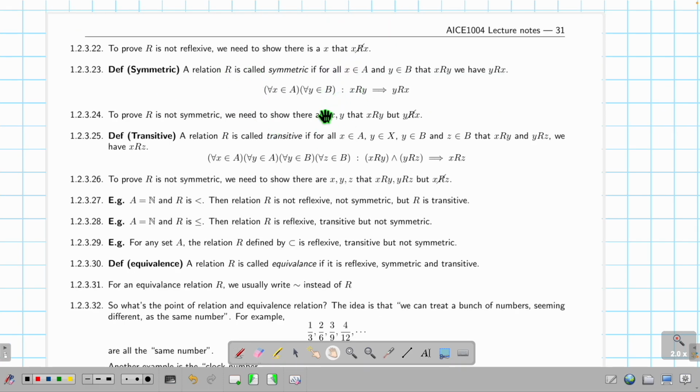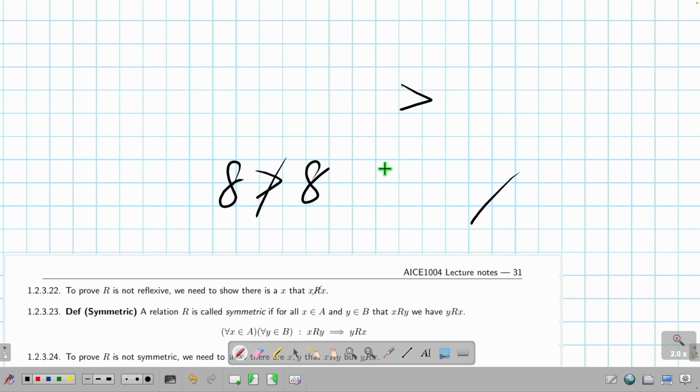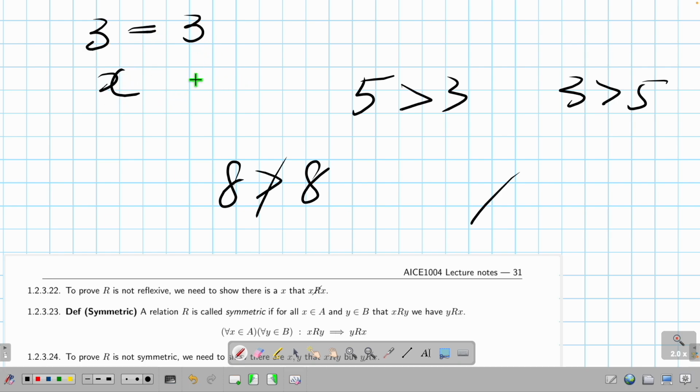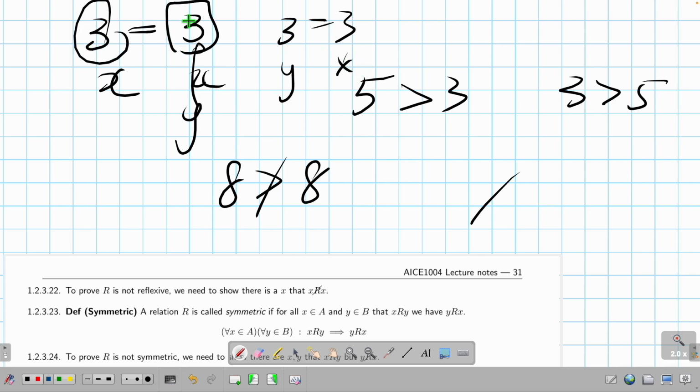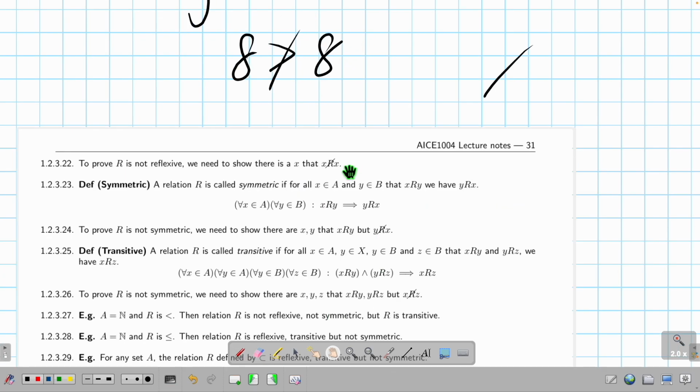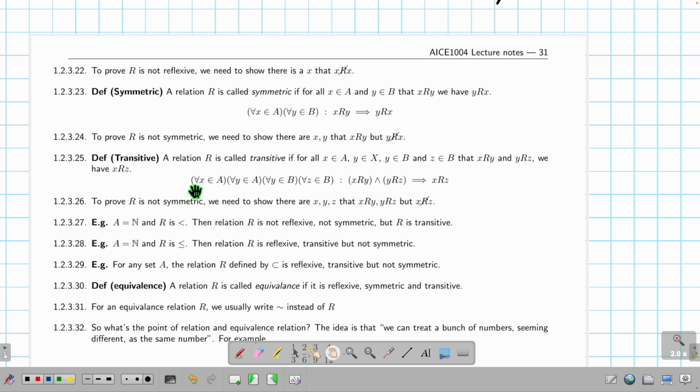What's symmetric? Symmetric means if xRy, then yRx. This is not symmetric. Why? 5 is larger than 3. Can I say this? No. So this is not a symmetric thing. What is symmetric? Equal. You may think that, oh, this means x equals x. Yeah, but I can also say this is my y. Then I can just swap their positions. This is another one, okay.